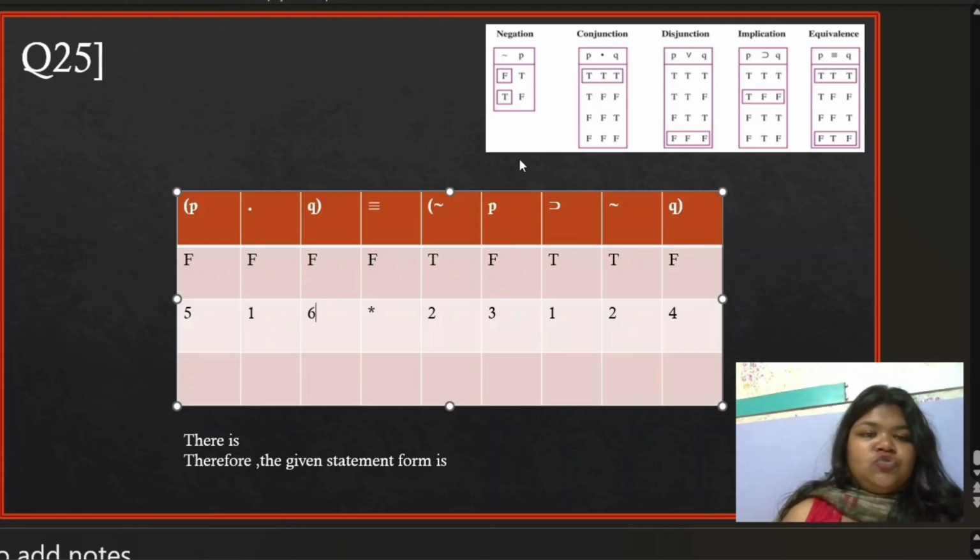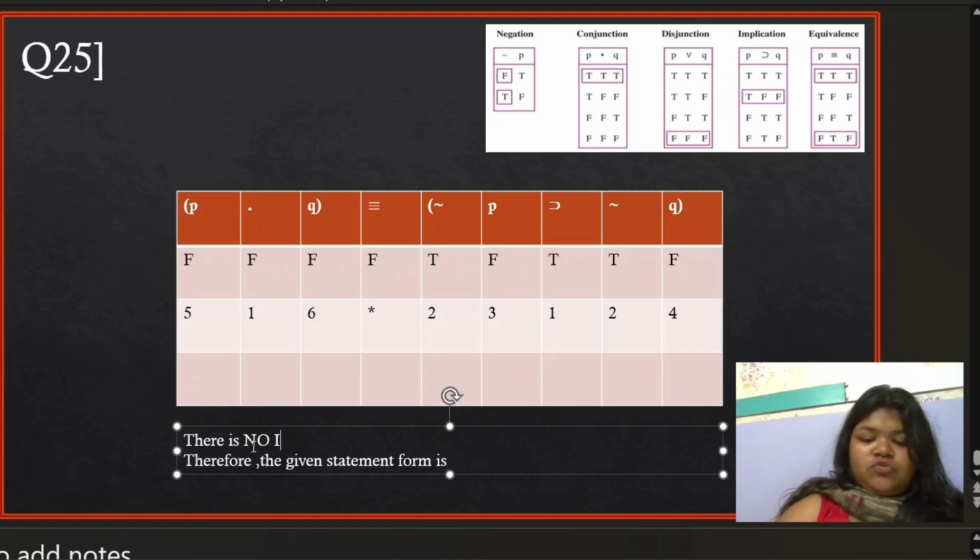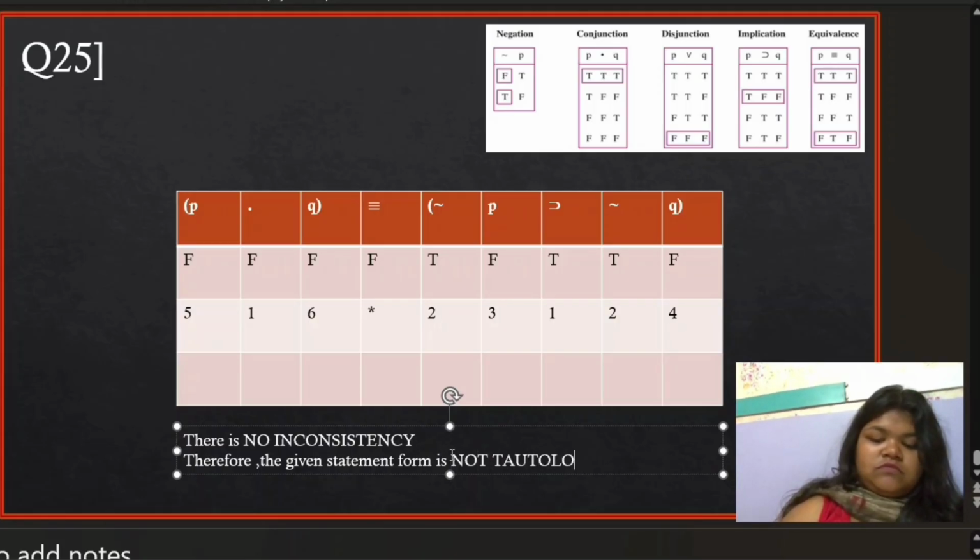Now if you check these rules, dot, do you have FFF? Yes. In horseshoe, do you have T, F, T, T, T? Yes. So there is no inconsistency. Therefore the given statement form, there is no inconsistency. So therefore the given statement is not tautological.